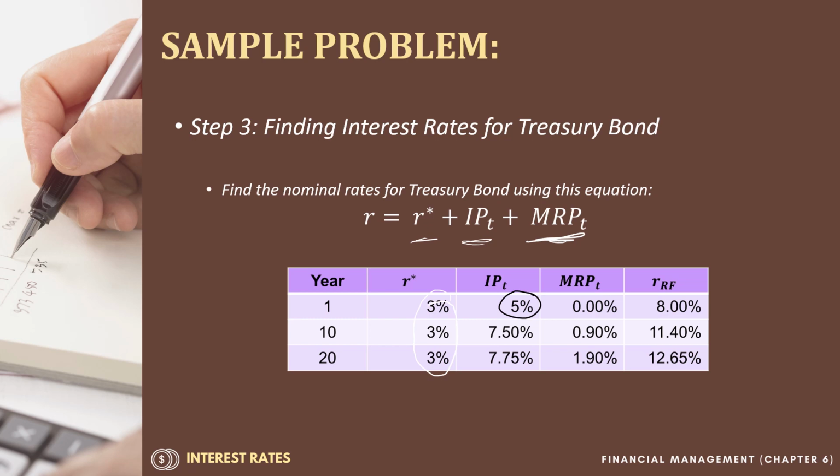Now, for year 10, the inflation premium here is 7.5%, and then the maturity risk premium is 0.90%. So the nominal rate here is 11.40%. Now for year 20, the inflation premium is 7.75% and the maturity risk premium is 1.9%. So 3 plus 7.75 plus 1.9, that is 12.65% interest rate for the treasury bond.